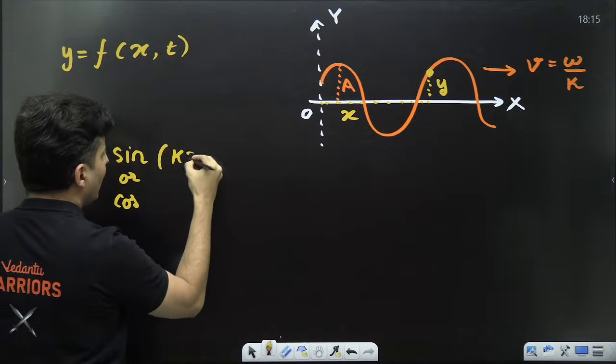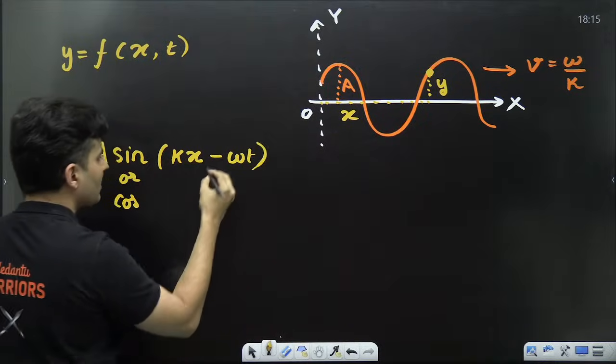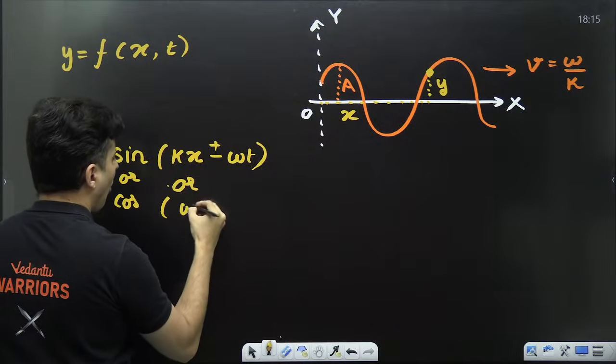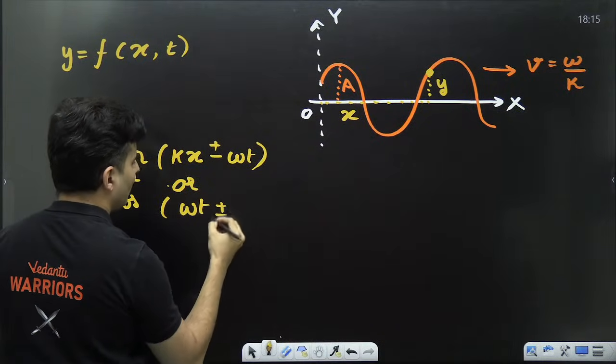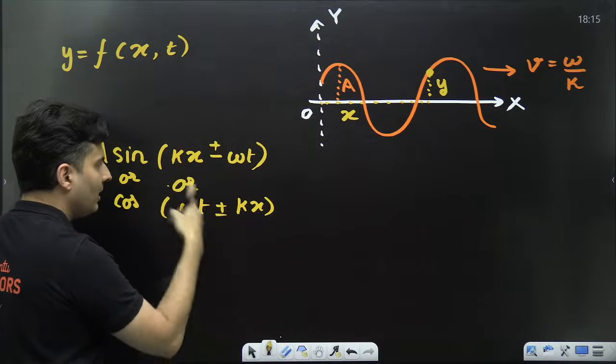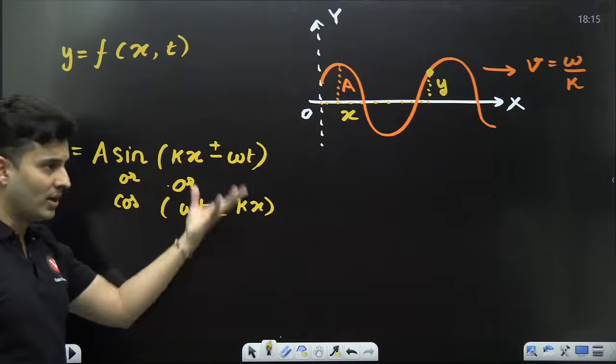You can use kx minus omega t, or you can use plus omega t, or you can also use omega t plus or minus kx. Doesn't matter in what order you write it. What matters is how you are writing it.